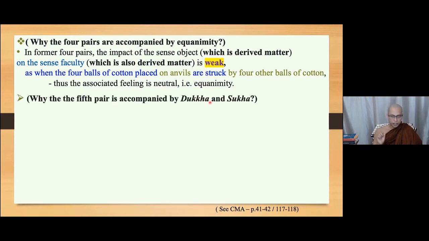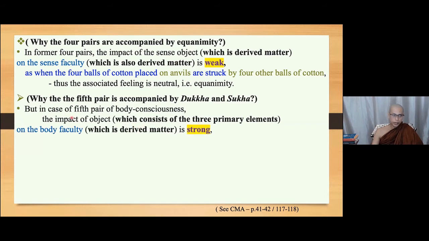Then, what about the 5th pair? The 5th pair is kaya vinnana, body consciousness. Body consciousness, one is dukkha and one is sukha. So unwholesome result is dukkha and wholesome result is sukha. Why do they become dukkha and sukha, not keeping the neutral feeling like the form of 4 pairs? The reason is, when the 5th pair of body consciousness arises, the impact of the object and faculty. The object side consists of the 3 primary elements, 3 essential elements, essential materiality. So the object is a group of the 3 essential materialities.